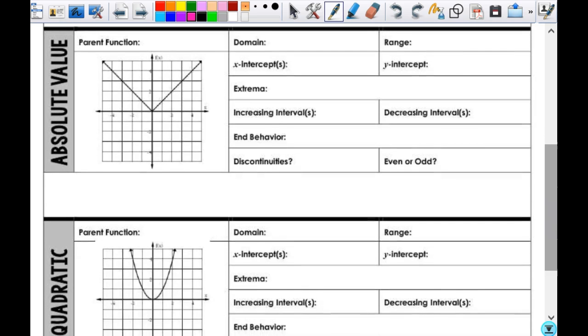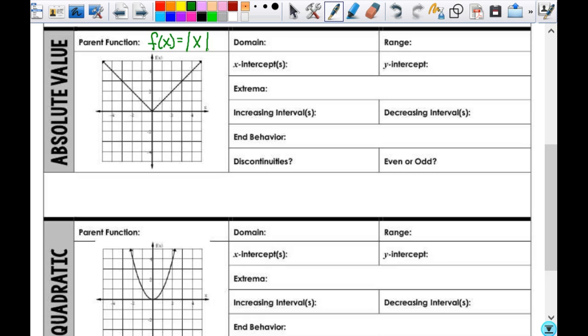Okay, so the name's already out there for you, so it kind of gives you a big old hint here. The parent function would be f of x equals what? Absolute value of x. Think about what's happening here. When I had f of x equals x and I substituted in an x, the y was the same, right? So when x is 4, y is 4. When x is 3, y is 3, right? When x is negative 3, y is negative 3.